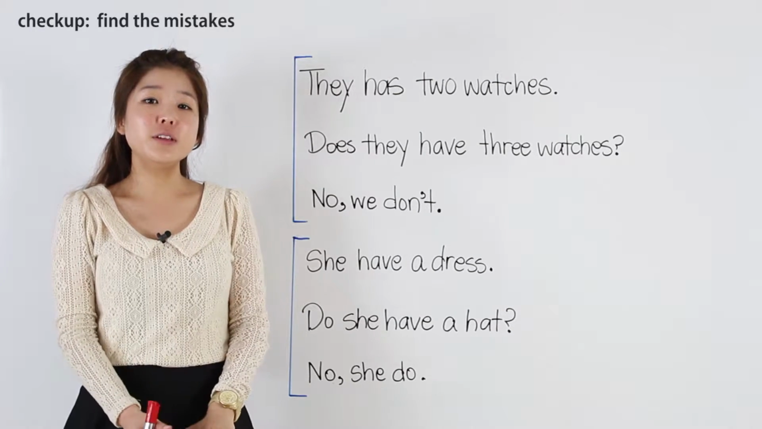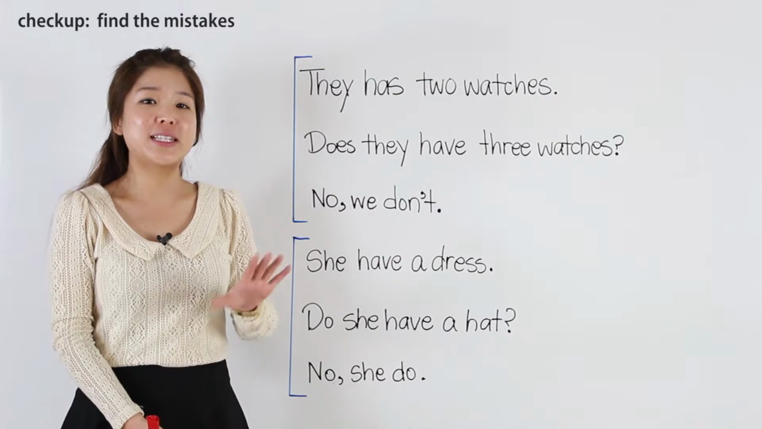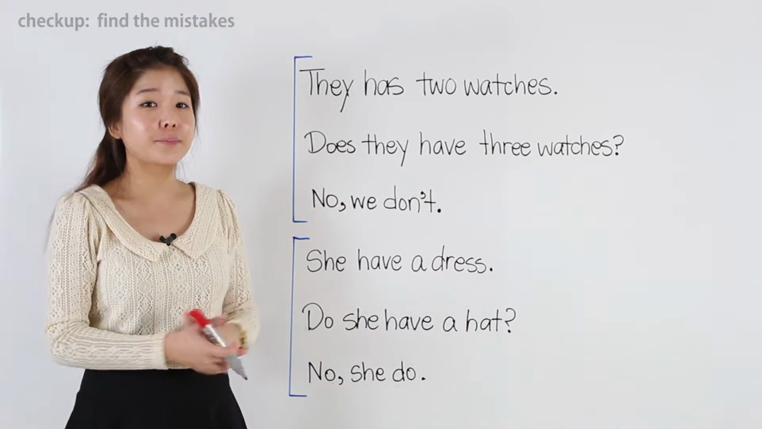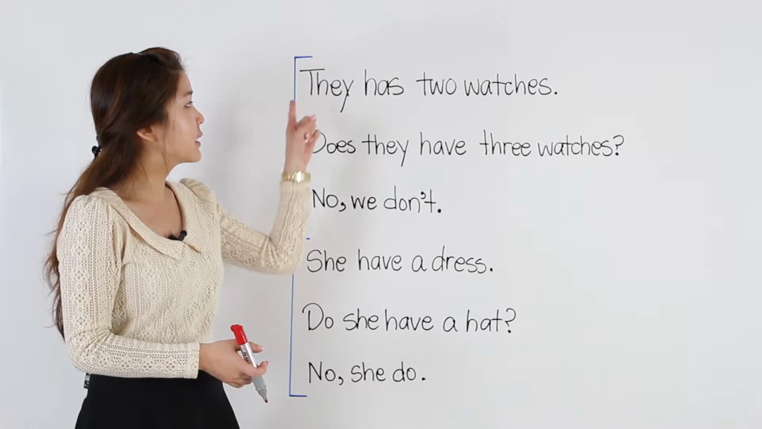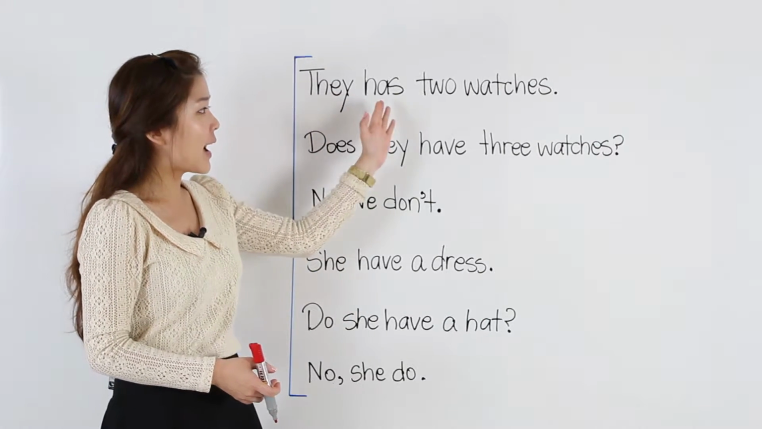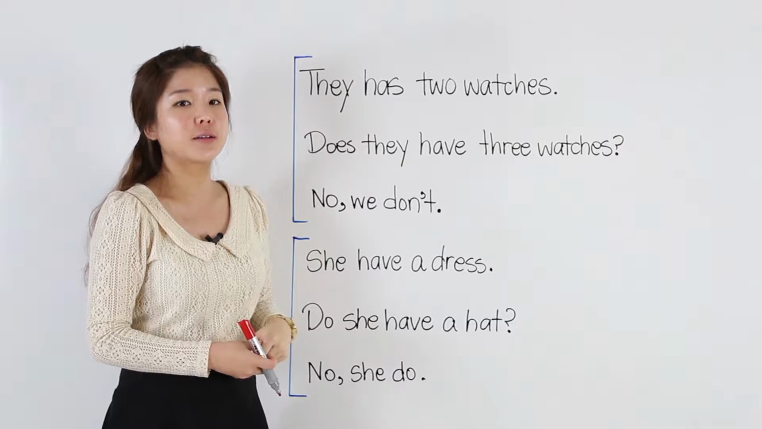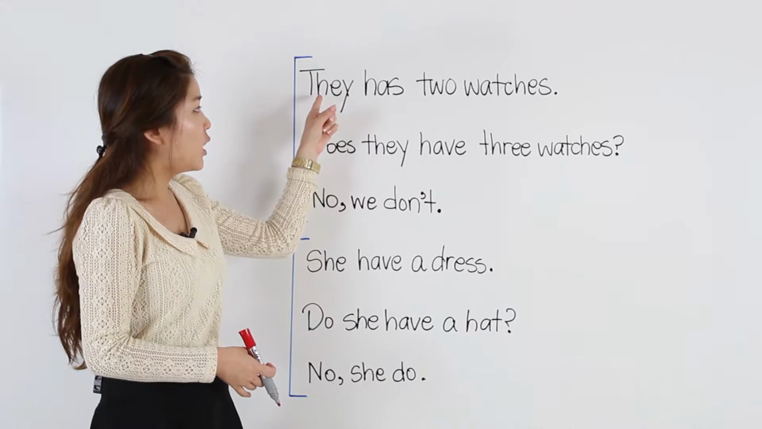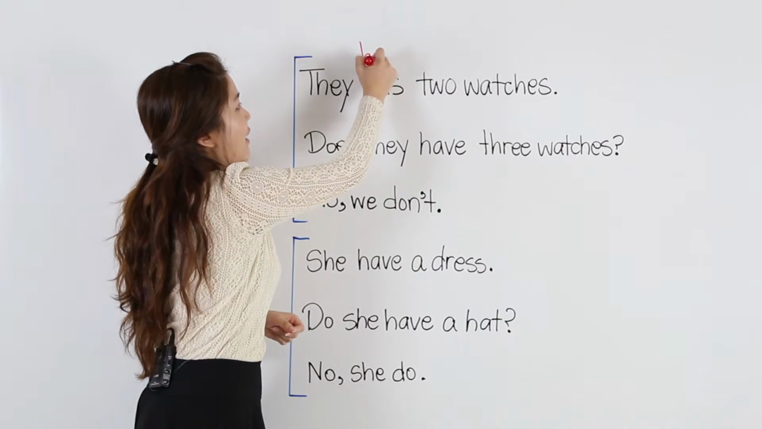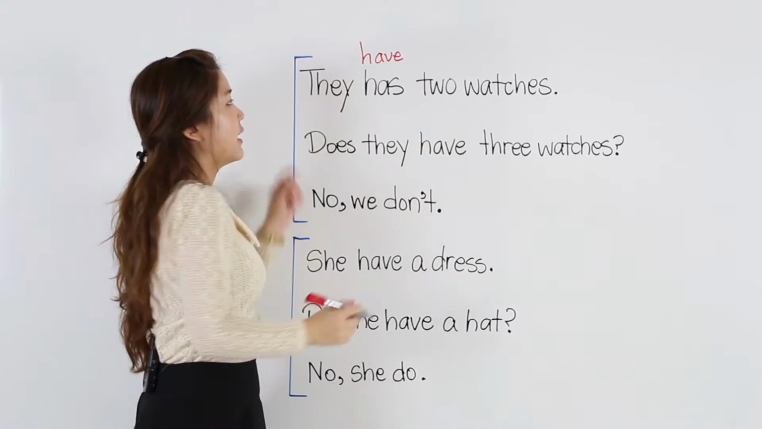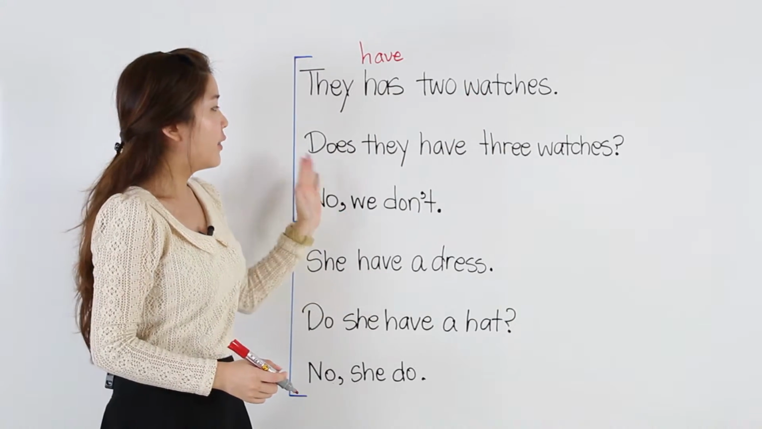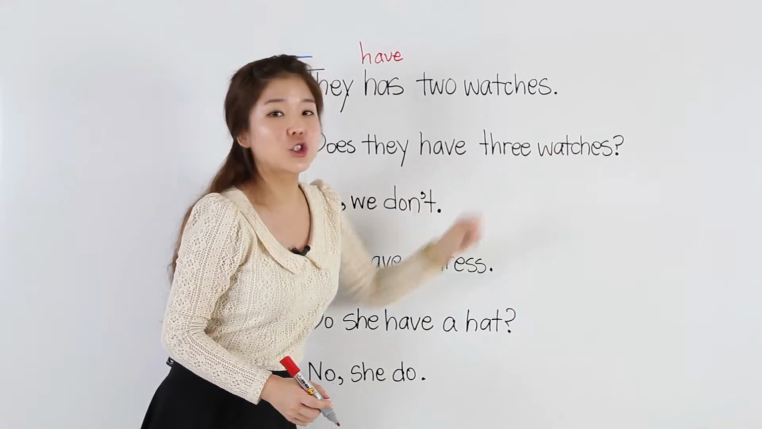Okay, now for this practice, we have to find the mistakes in these sentences. What's wrong with them? Let's look at the first one. They has 2 watches. Remember, for they, we have to use have, not has. They have 2 watches.